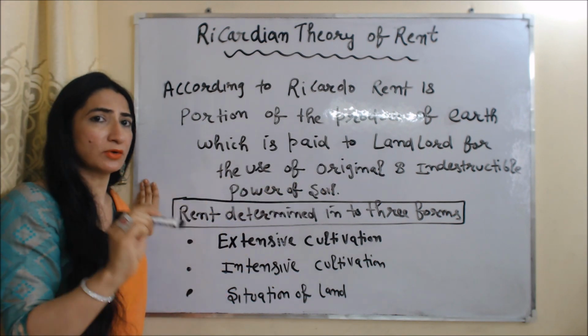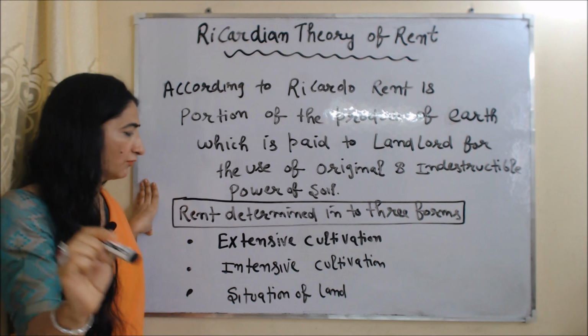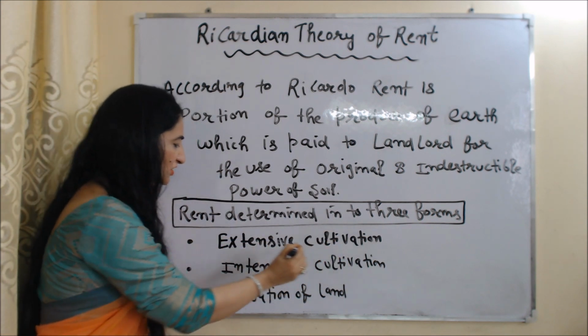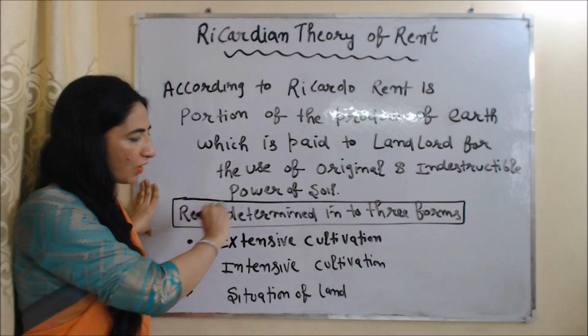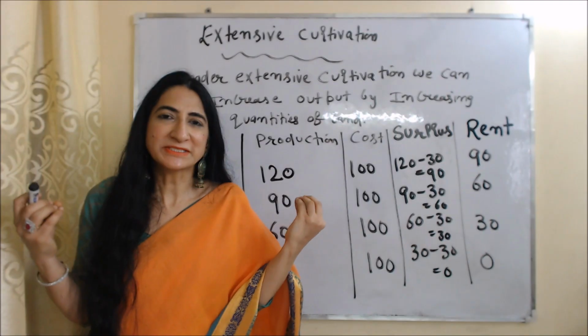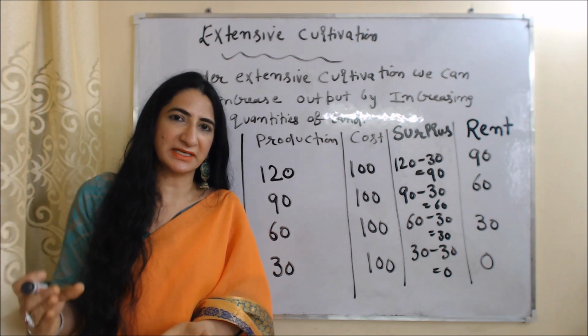And according to Ricardo, we can determine rent into three forms. First is extensive cultivation, second is intensive cultivation, and last is situation of land. One by one we discuss about each. Firstly, we are going to talk about extensive cultivation.